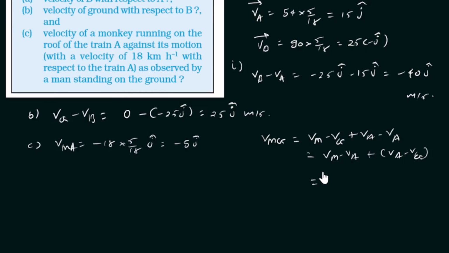So what will be VM minus VA? Monkey's speed with respect to train is minus 5 j cap, plus VA minus VG is 15 j cap. So this will be 10 j cap meter per second. So the monkey is basically traveling in the positive y direction, or in the north direction, with respect to ground. This is the answer of the third part. So let us move to the next problem.